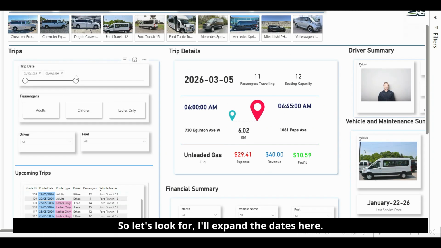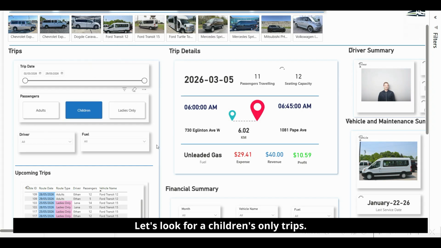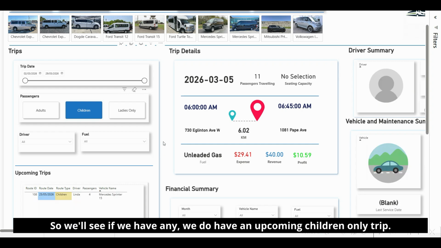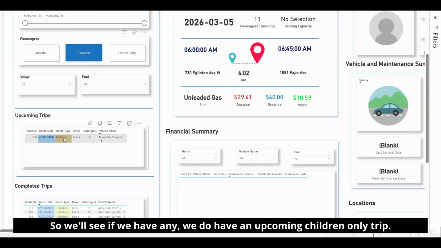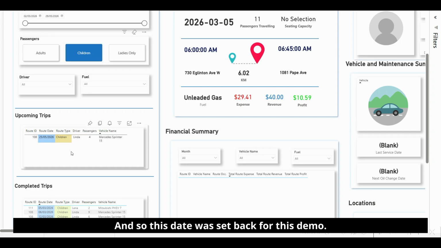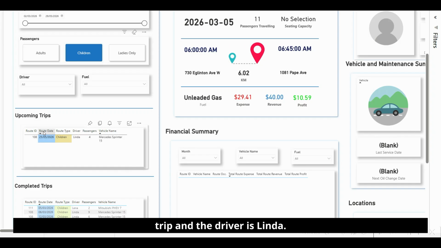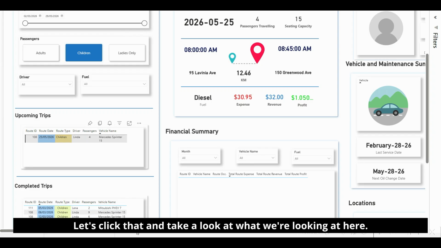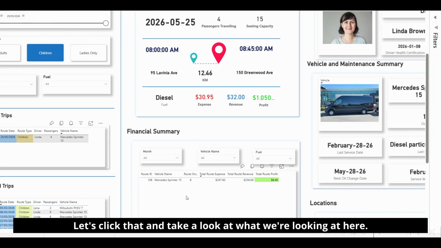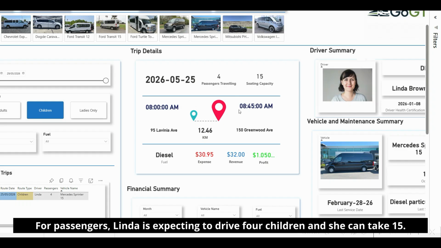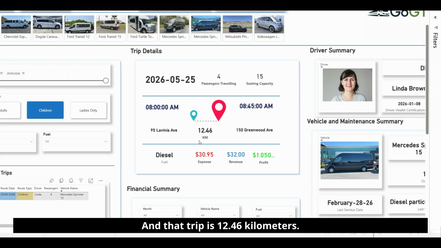So I'll expand the dates here. Let's look for children only trips. So we'll see if we have any. We do have an upcoming children only trip. This date was set back for this demo, as the time had already passed. So Route 108 on the 25th of May is a children only trip and the driver is Linda. Let's click that and take a look at what we're looking at here. 4 passengers. Linda's expecting to drive 4 children and she can take 15. And that trip is 12.46 kilometers.